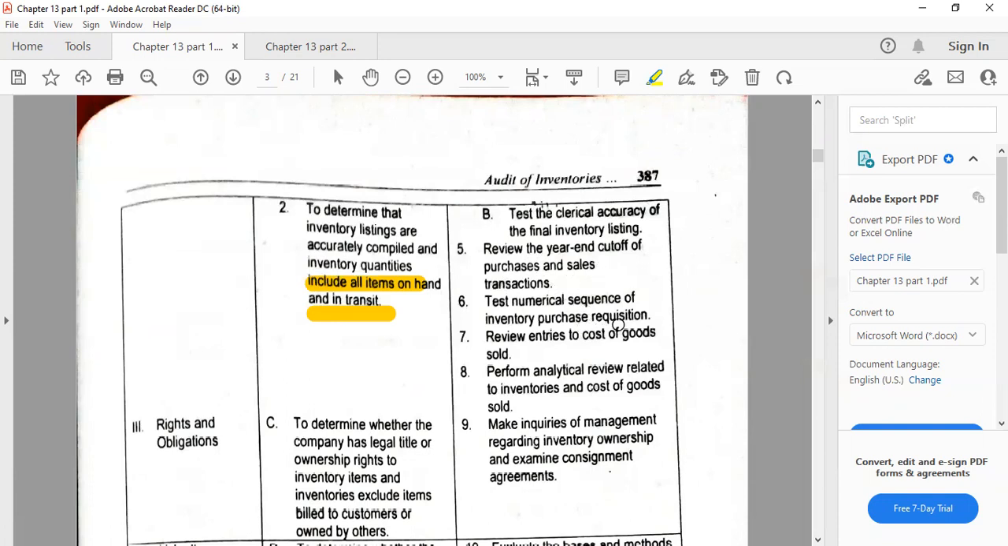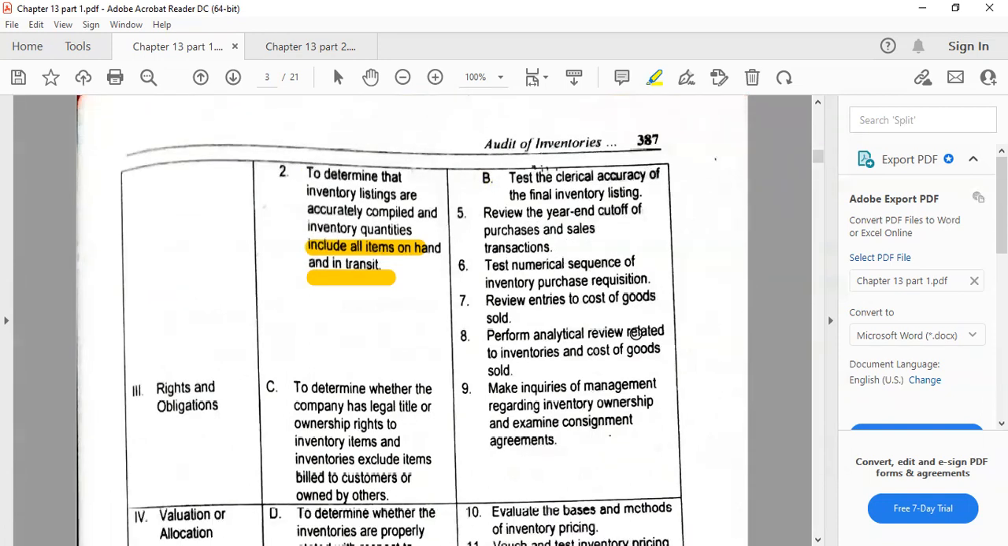And then we test the numerical sequence of inventory purchase requisitions. Remember in your study of accounting information systems, before we prepare a PO or purchase order, there should be a purchase requisition. And these documents are normally pre-numbered, so the numbers are sequential: 001, 002, 003. So you look at the sequence. If there is a document that is missing, for example, 003 and then it jumps to 005, what happened to 004?